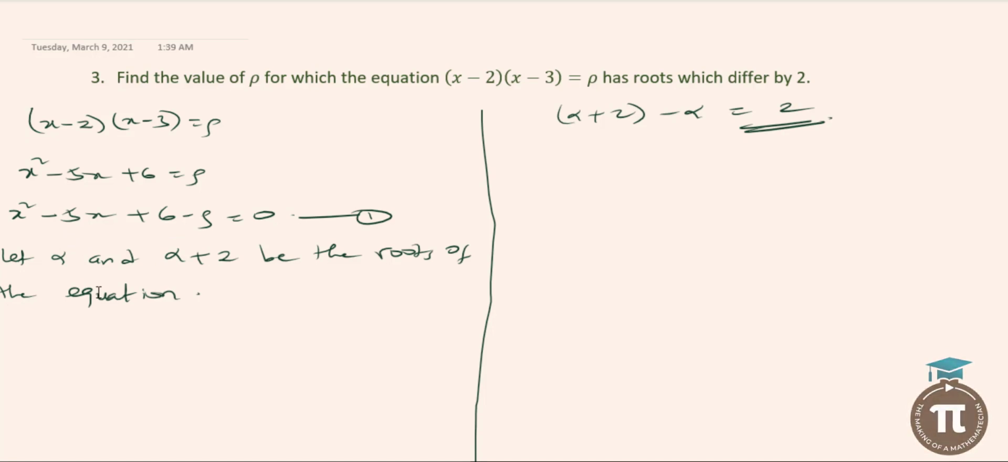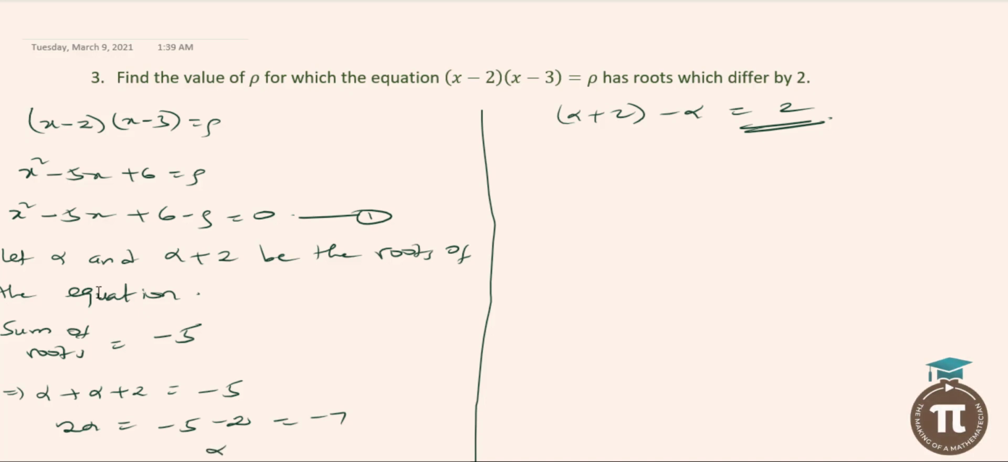Don't forget, the sum of roots is equal to minus the coefficient of x, that is minus 5, since the coefficient of x squared is 1. So the sum of roots is equal to minus 5. And what are the roots? That's alpha plus alpha plus 2 is equal to minus 5. So this is 2 alpha equals minus 5 minus 2. Minus 5 minus 2 will give me minus 7. So alpha will be equal to minus 7 over 2. Let me rewrite it here. Alpha is equal to minus 7 over 2.